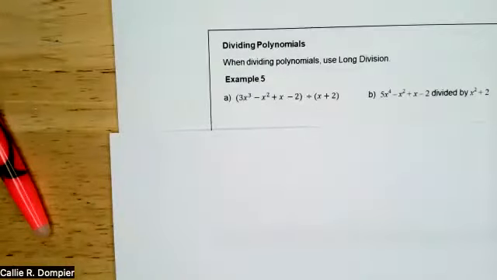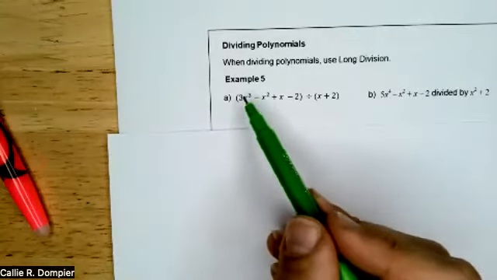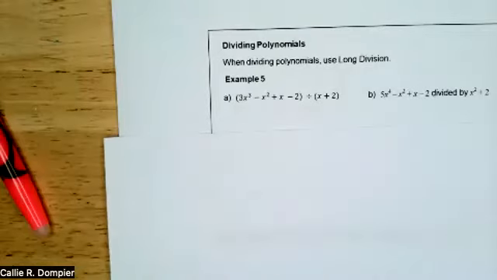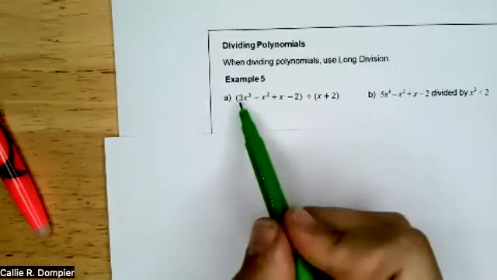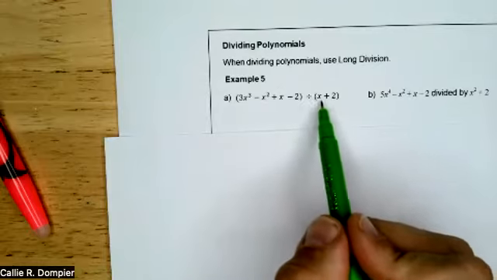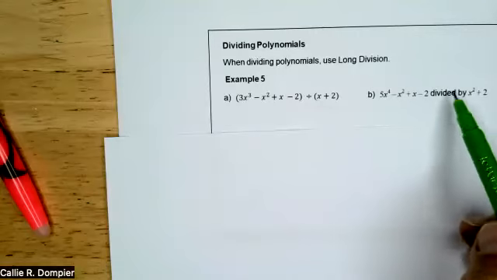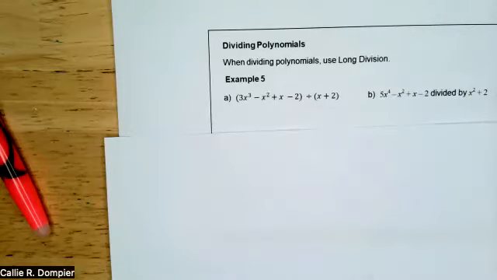So the first thing you want to do is make sure that it's in standard form. When you're multiplying them, the order doesn't matter, but when you're dividing them, it does. 3x to the third minus x squared plus x minus 2, divided by x plus 2. The exponents are 3, 2, 1, 0. Okay, so it's in standard form.